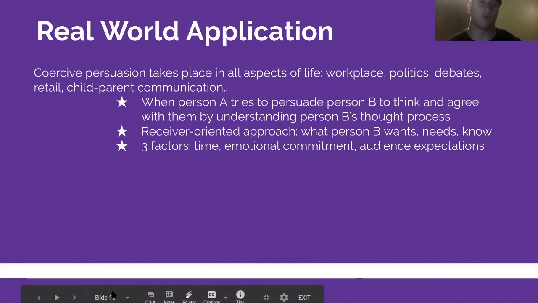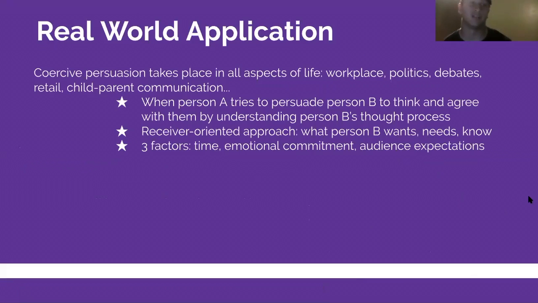Based off the chapter, coercive persuasion could take place in everyday life. For example, you can find it in the workplace, politics, debates, retail, and parenting. Things you want to consider while using coercive persuasion. As a persuader, you want to try to put yourself in the receiver's shoes. For example, as we mentioned earlier, you want to have a receiver-oriented approach. You want to know your audience or your receiver's wants and needs.